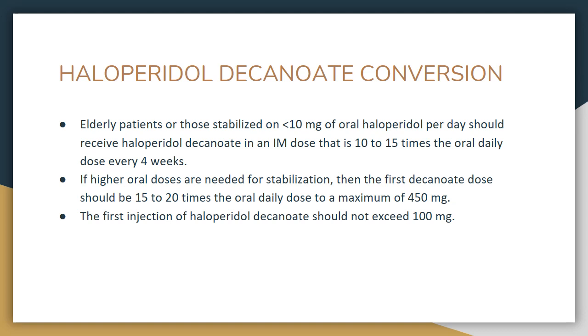The second conversion is haloperidol decanoate conversion. Elderly patients, or those stabilized on less than 10 mg of oral haloperidol per day, should receive haloperidol decanoate in an IM dose that is 10 to 15 times the oral daily dose every 4 weeks. If higher oral doses are needed for stabilization, then the first decanoate dose should be 15 to 20 times the oral daily dose, to a maximum of 450 mg. The first injection of haloperidol decanoate should not exceed 100 mg.